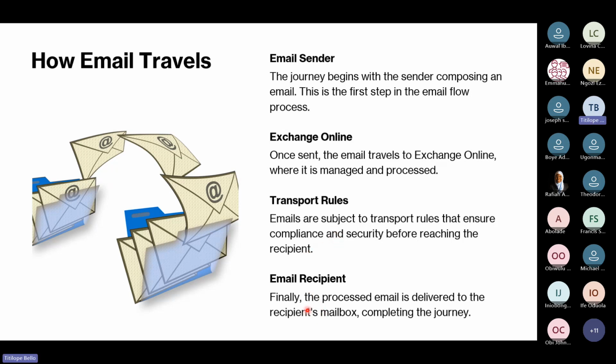Then we have the recipient. Finally, after the rules are processed, the email gets delivered in the mailbox of the user, and that is the final destination of the mail within the journey.